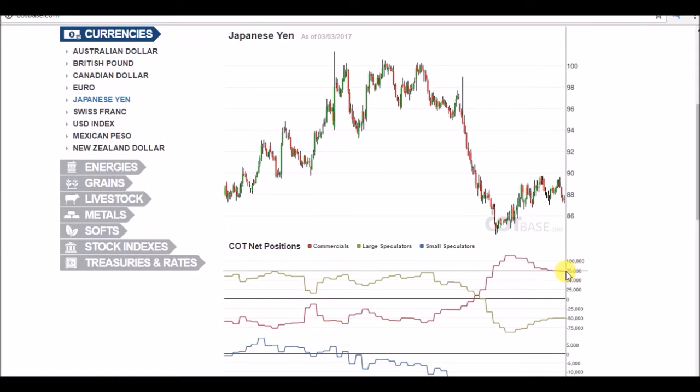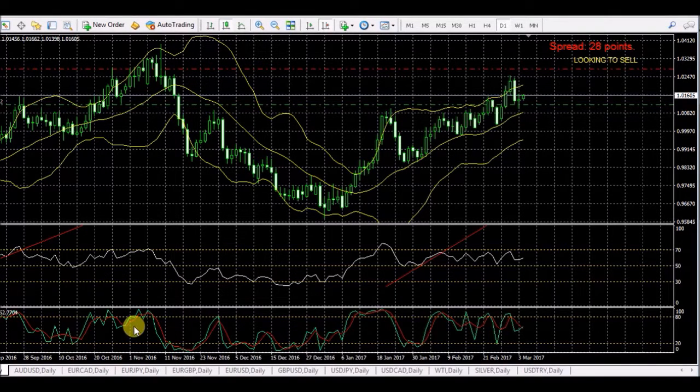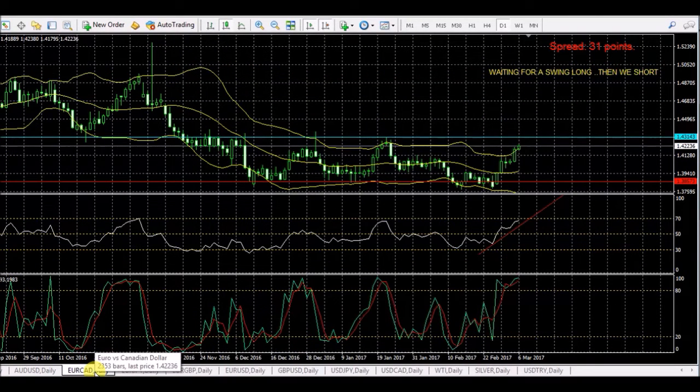So we're still of the opinion that the yen will go long. Don't know when it will, but we're long the yen. Sorry, yeah, we're long the yen against the USD and against the euro. So let's go back to the chart. Yes, Euro CAD. This is longing.